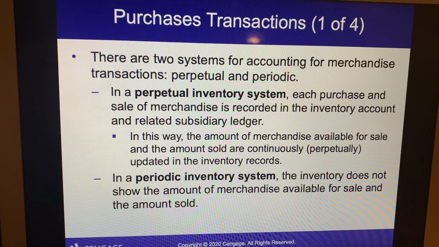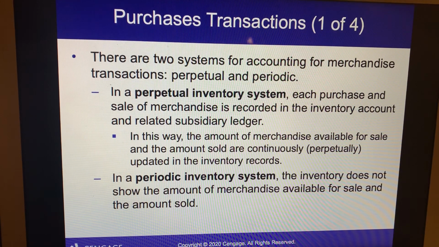Purchase transactions. There are two systems for accounting for merchandise transactions: perpetual and periodic. In a perpetual inventory system, each purchase and sale of merchandise is recorded in the inventory account and related subsidiary ledger.